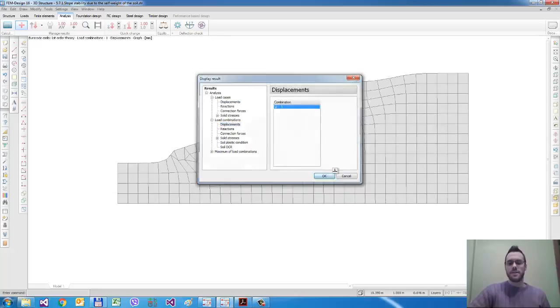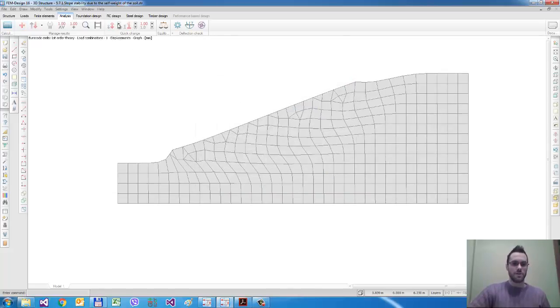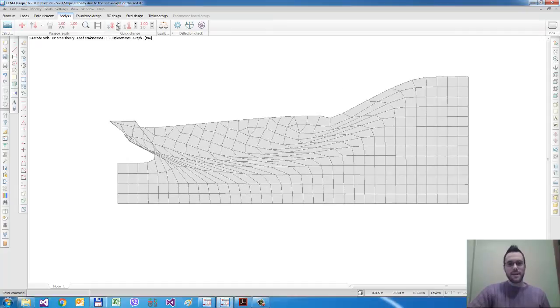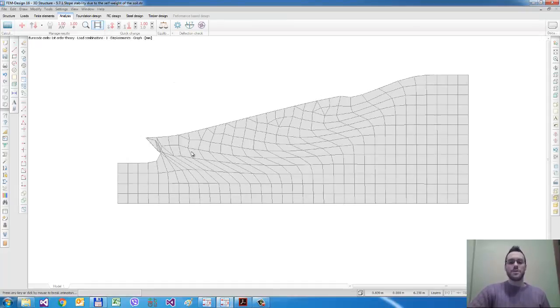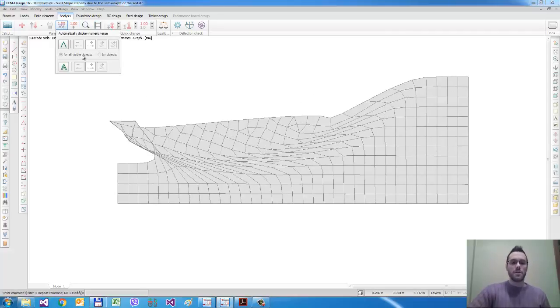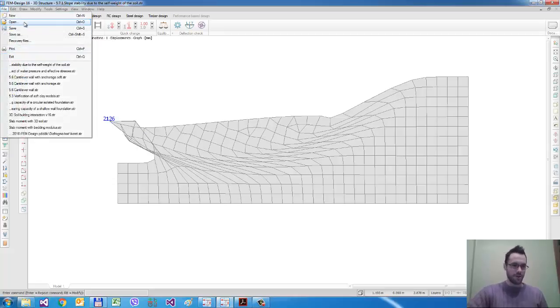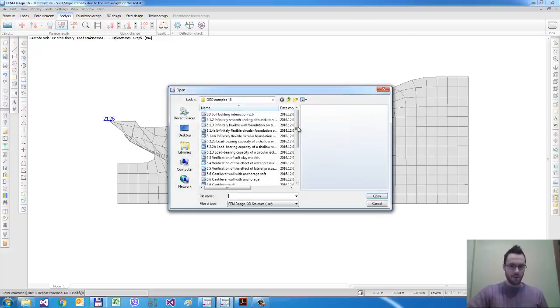Let's see the results of the nonlinear soil calculation. You can see that according to the Mohr-Coulomb plasticity, there will be a slip surface under the slope, and it means that it loses its stability. We have the slip surface here, so according to its own self weight, this is an unstable slope. We have almost 2 meters displacement at the bottom point of the slope in this case. So we can analyze slope stability also with the nonlinear soil calculation module.